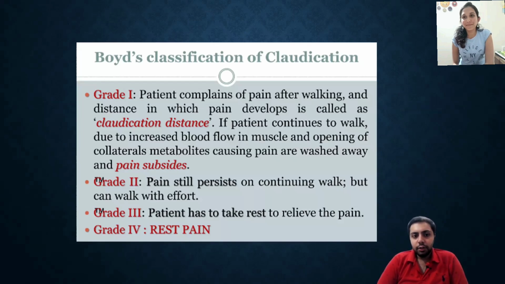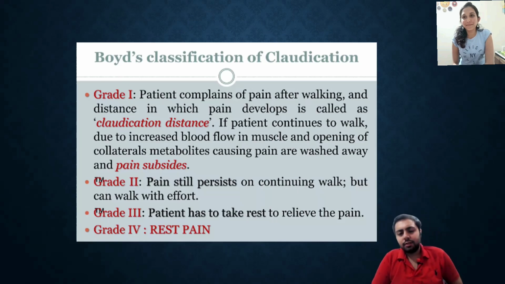So basically what they are telling is, suppose the patient is there, he starts walking, he has a pain, but after continuation of that walking, he will reduce the pain. Why? Because there will be increased blood flow to the muscles and the collaterals will open, and all that metabolites, because of the anaerobic metabolism, will be released from the collaterals, again decreasing the pain. So it is called pain subsides in grade 1.